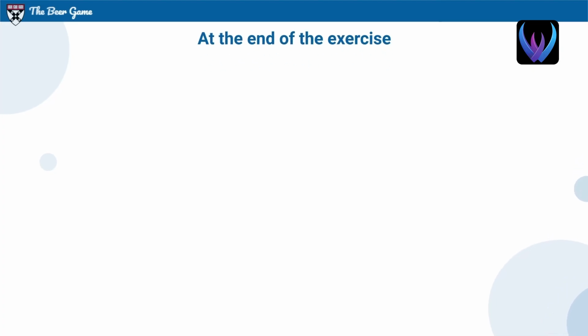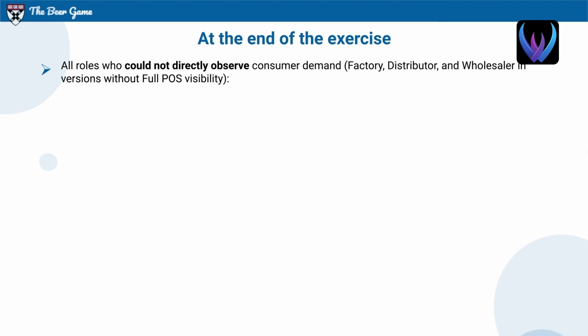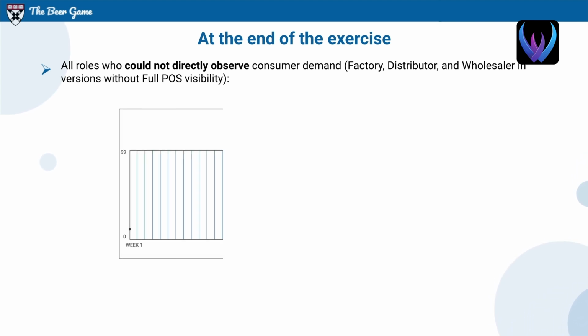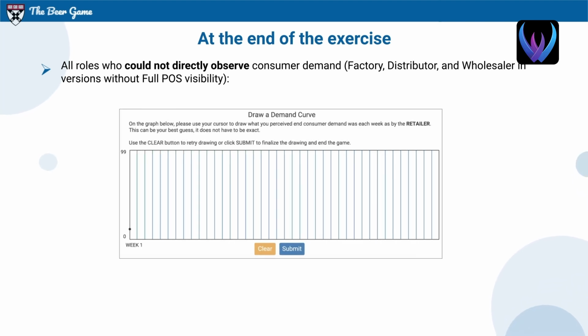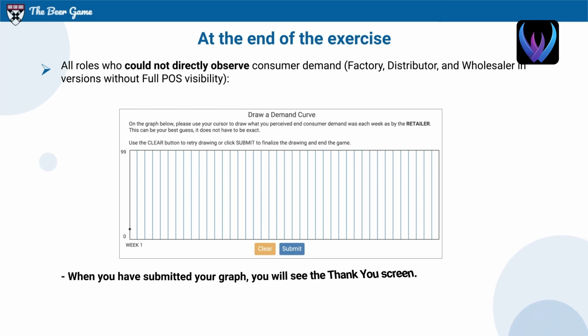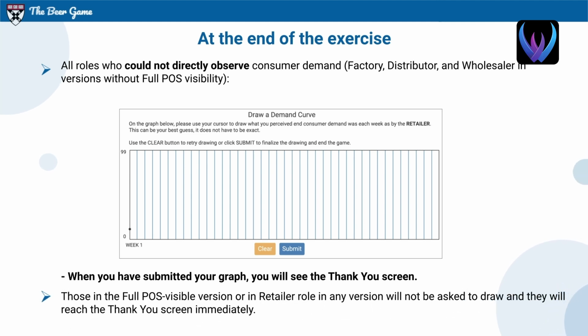At the end of the exercise, those who do not have POS visibility, that is, the factory, distributor, and wholesaler in versions without full POS visibility, will be asked to draw a graph of what you perceived end consumer demand to be each week. We are asking for a rough graph drawn with your mouse. It does not need to be very precise. After submitting your graph, you will see the thank you screen. Those in the full POS visibility version or in the retailer role in any version will not be asked to draw demand and will see the thank you screen immediately.